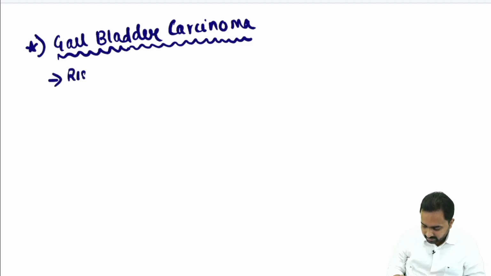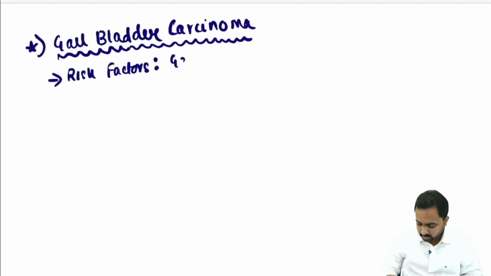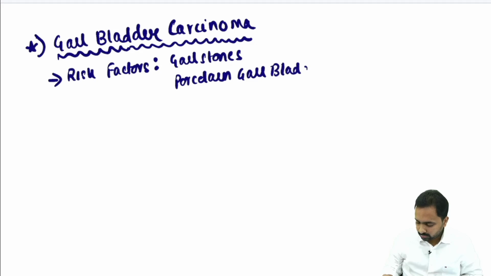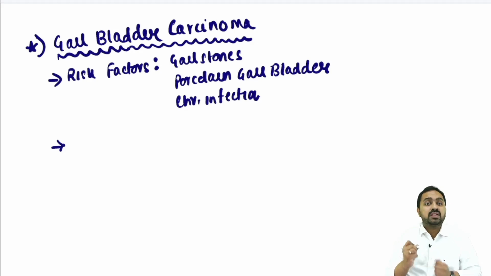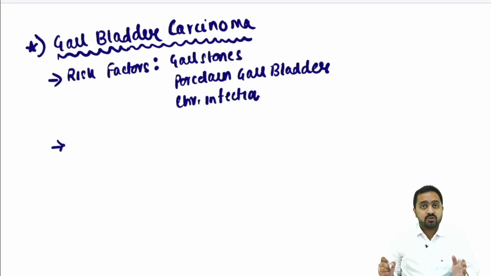Firstly, risk factors include gallstones, porcelain gallbladder, chronic infection, right? The most common histological type of gallbladder carcinoma is the adenocarcinoma.